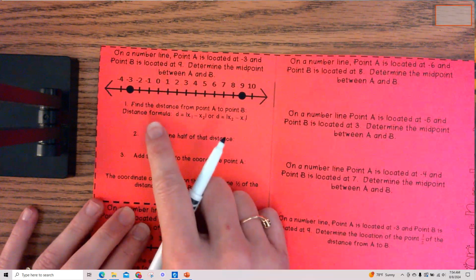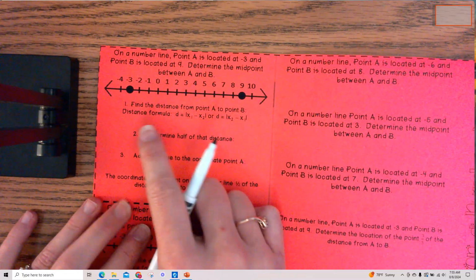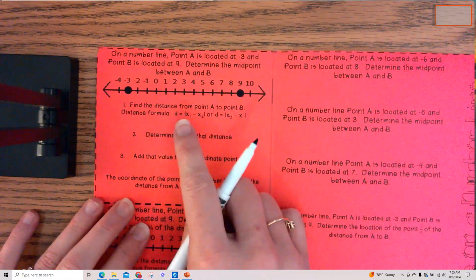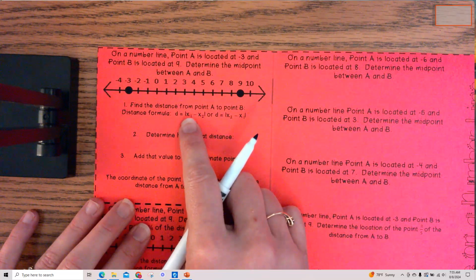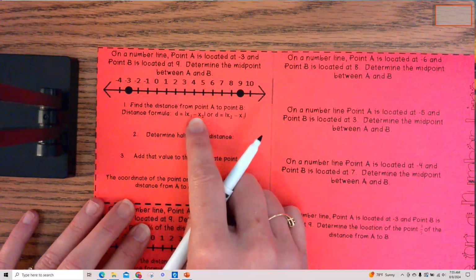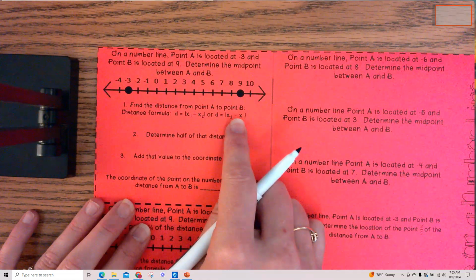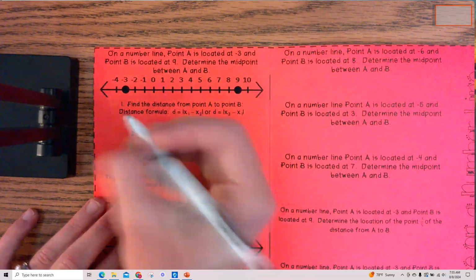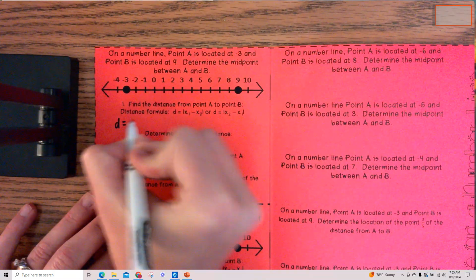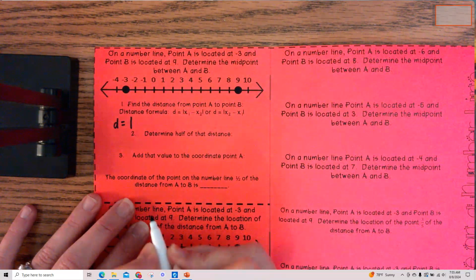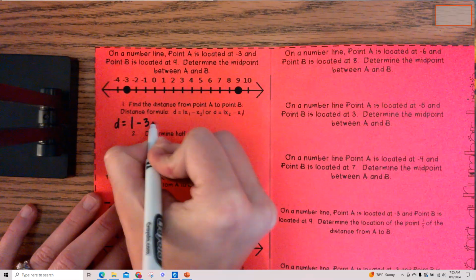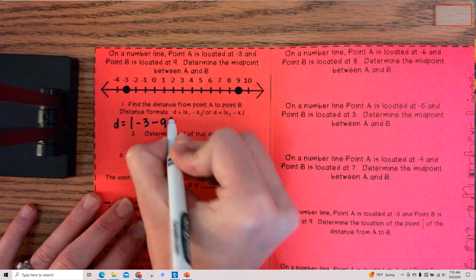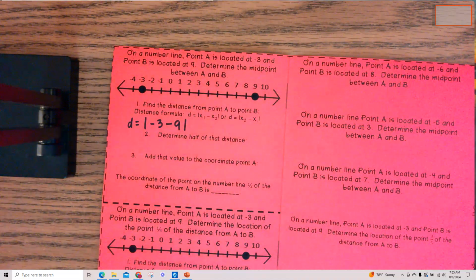So first thing, we find the distance from point A to point B. So we can use the distance formula, okay? So this is D equals the absolute value of x1, our first value, minus our second value. You can flip them because it's absolute value, okay? So it doesn't matter the order you write these in. So we would do D equals the absolute value, and so our first one is -3 minus 9.